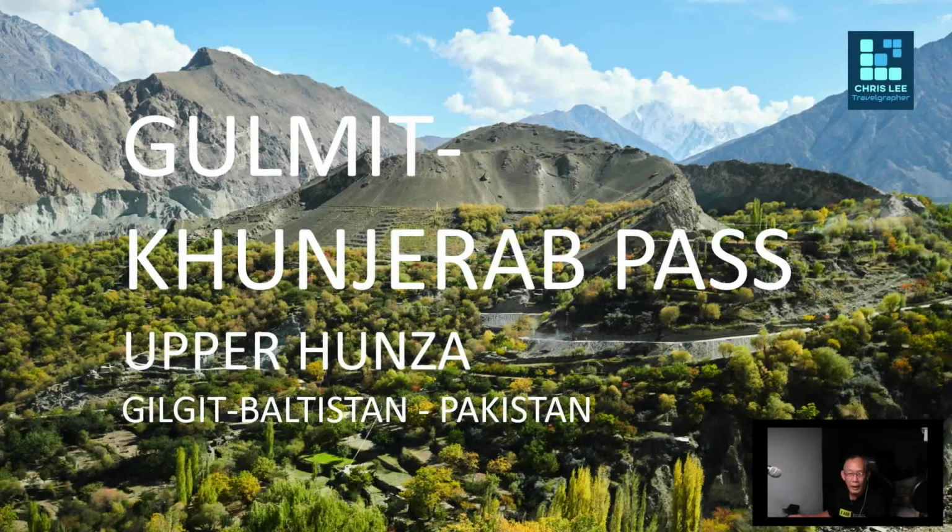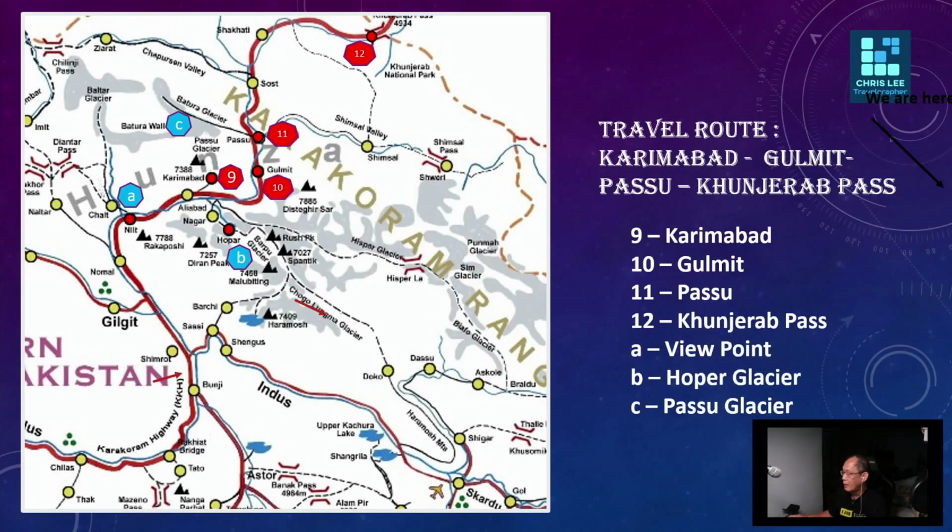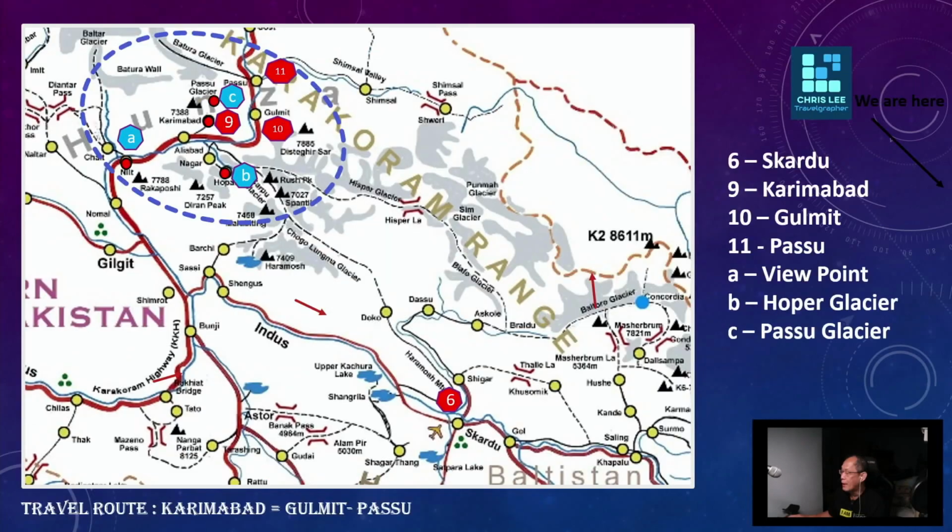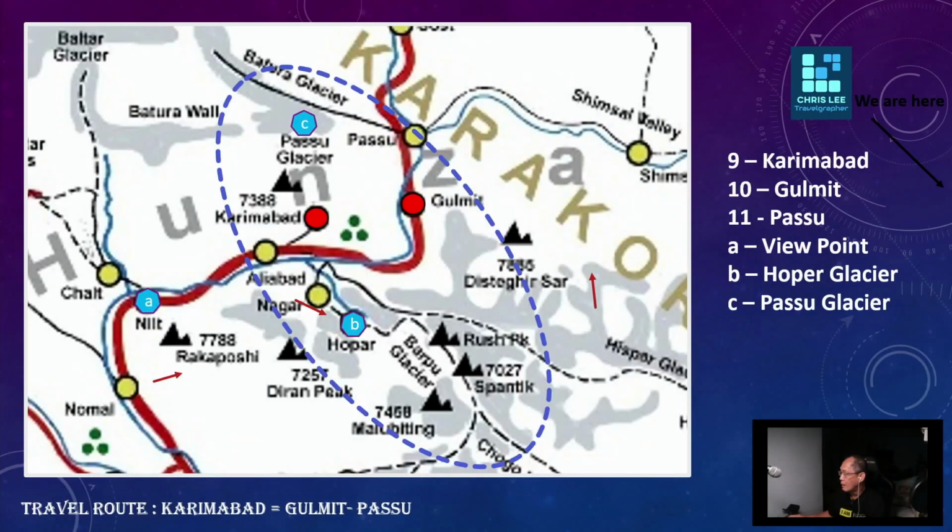As we have covered quite a fair bit, today we still will cover the journey from Gilgit all the way to Khunjerab Pass, which is the border pass between China and Pakistan. This is just to show the travel routes from Gilgit all the way to the border pass. And this is just a close-up of the area that we're covering.